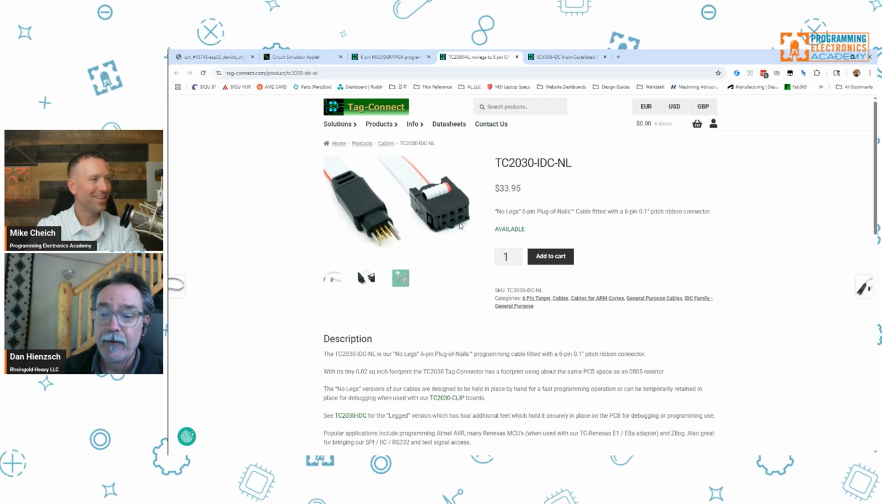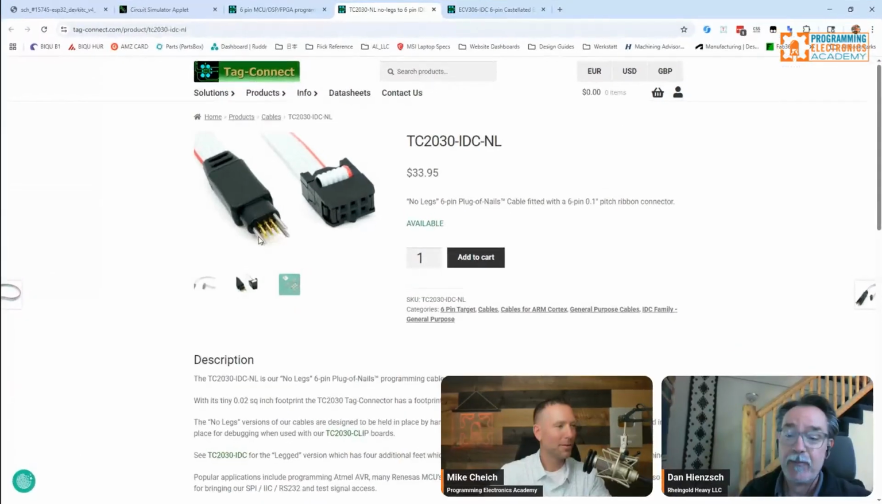So this isn't a bed of nails. It's a plug of nails. This is the plug of nails connector. So this is the thing that plugs into the programmer. And then this is the plug of nails.